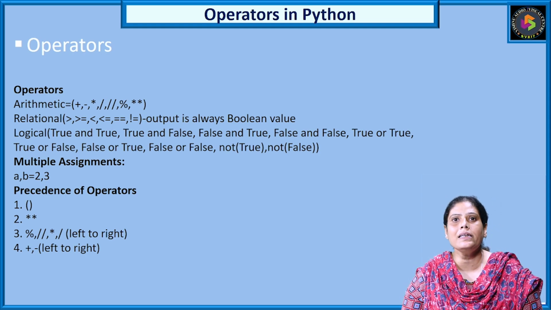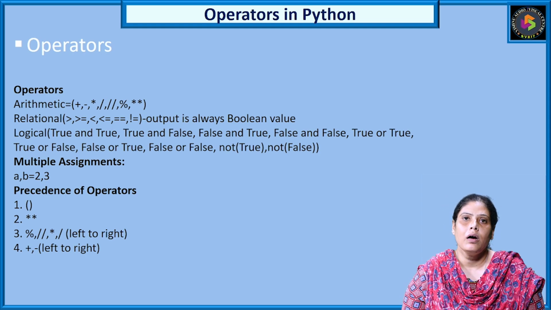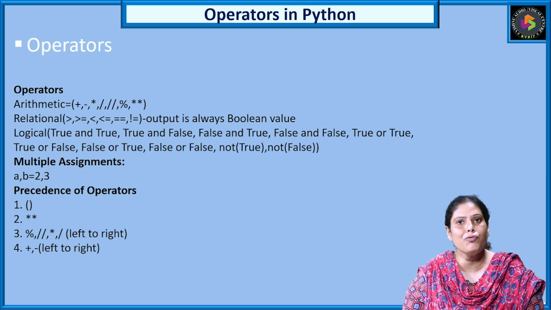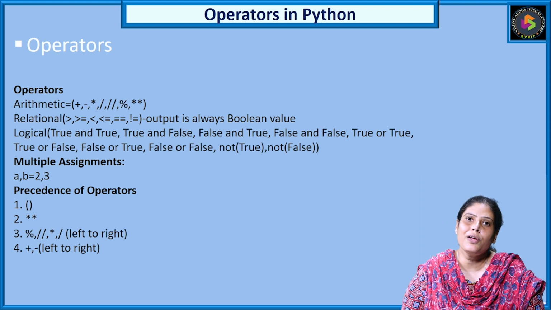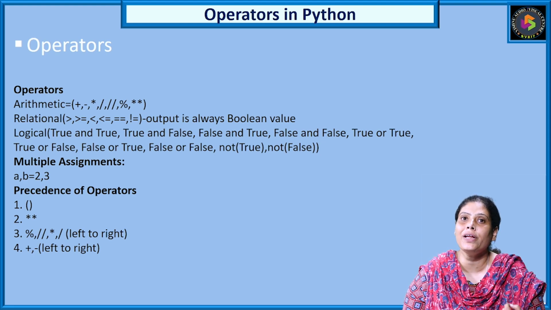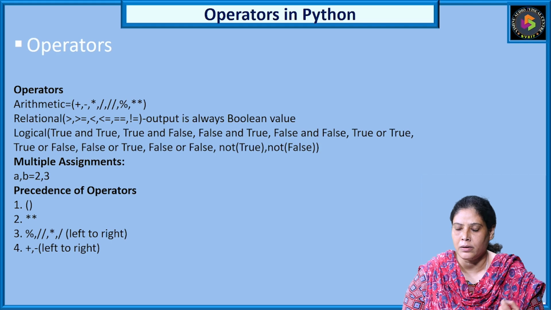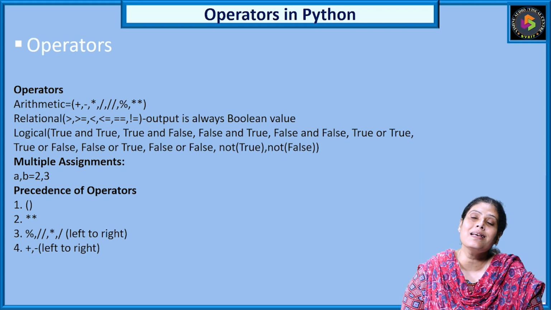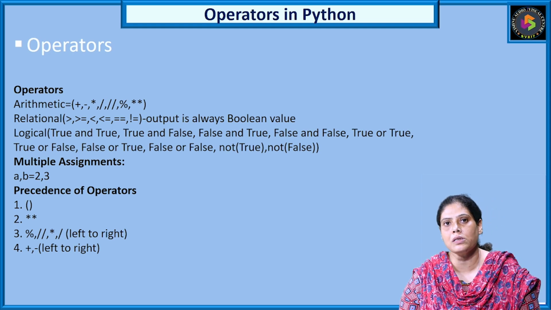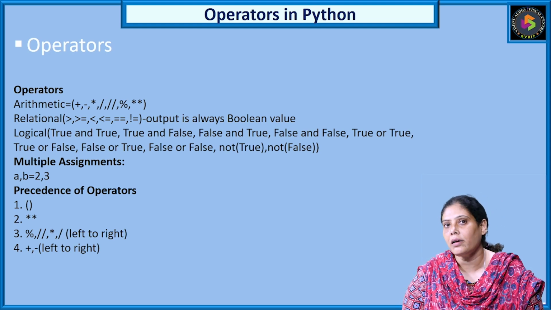Now let's understand the difference between the division operator and the float division operator. The division operator will give you the output in a floating point type, a real number, a decimal output. But in the case of float division, it gives us an integer output, where we only consider the quotient of that division as the output.